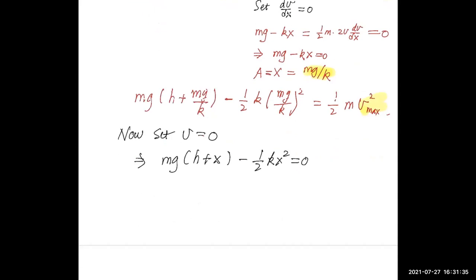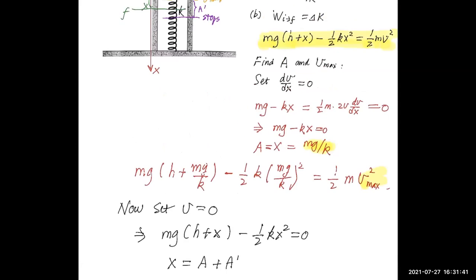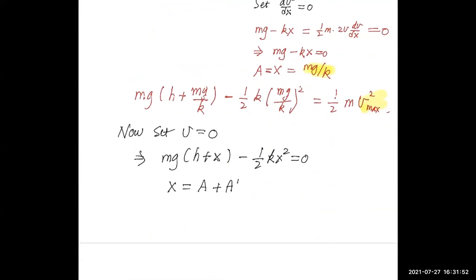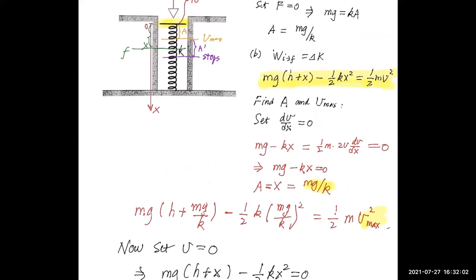So that x is what? It is a plus a prime. According to the drawing that we have here, it goes down by distance a first, and then it goes down by distance a prime. So the total amount of compression is a plus a prime, and that is where v equals 0. This is a quadratic equation for x. You can easily find x, and you can find a prime because you already know what a is. So that's how we solve this problem.